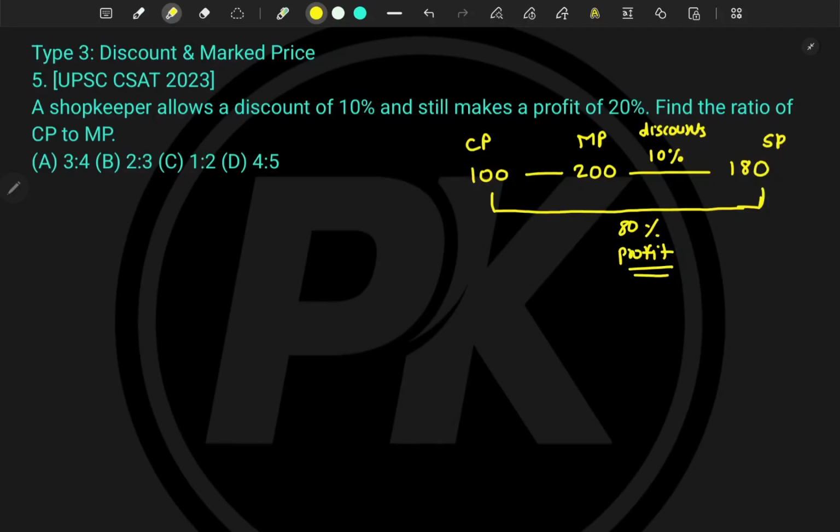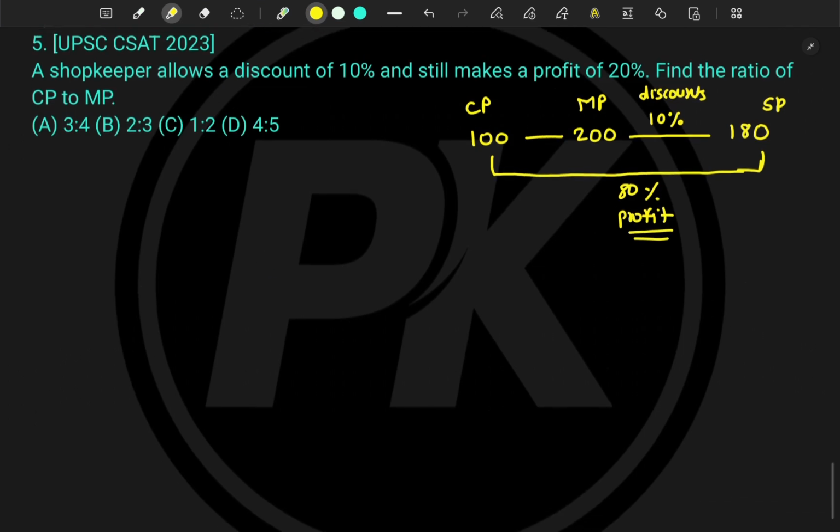So this is how you understood. Now let's try to shape this example in a similar way. Here the shopkeeper allows a discount of 10 percentage and still he is making a profit of 20 percentage. Now find the ratio of cost price to marked price. Okay, now I'll take a pause. Just pause the video here and try to solve this problem. Hope you have solved this problem. So for those who are not able to follow, let's try to understand how to solve this.